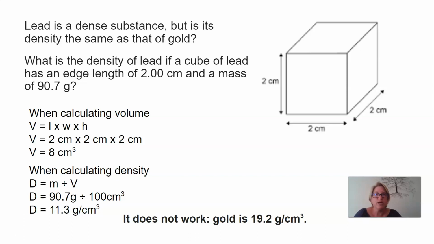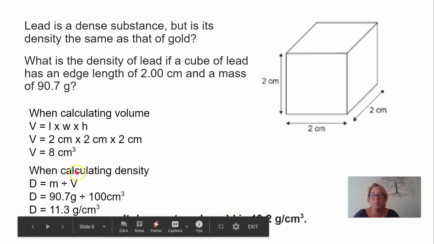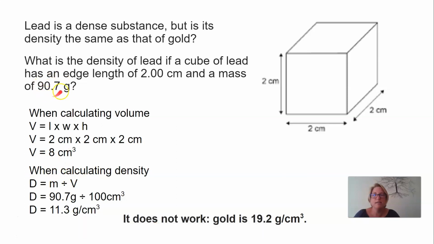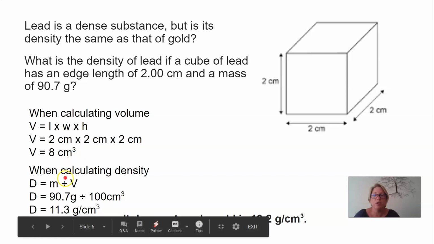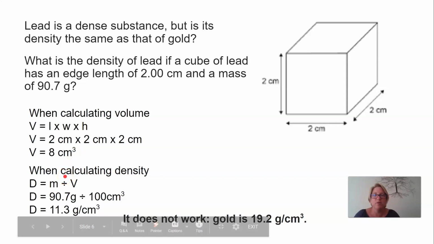When we look at trying to calculate density, the equation for density is density equals mass divided by volume. Mass they've given us, but they didn't actually give us the volume, but they did give us information that would help us calculate the volume. So that's what we did. So we write the equation density equals mass divided by volume.